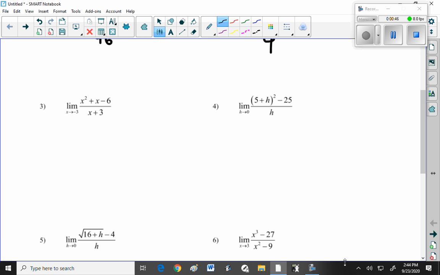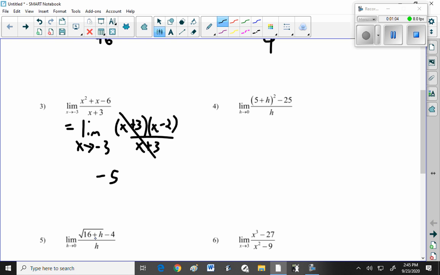Here, we're approaching -3. So we have to take the limit as x approaches -3 of x plus 3 times x minus 2 over x plus 3. Cancel to fill in the hole. As x approaches -3, plug -3 into the remaining, and you get -5.